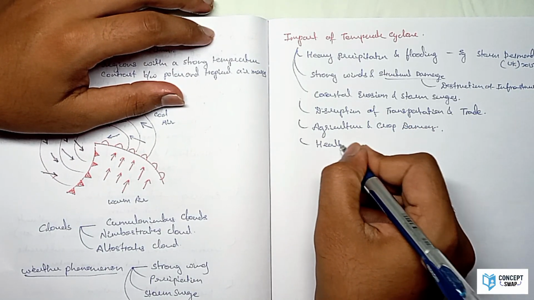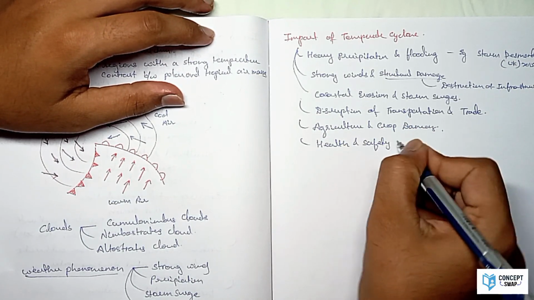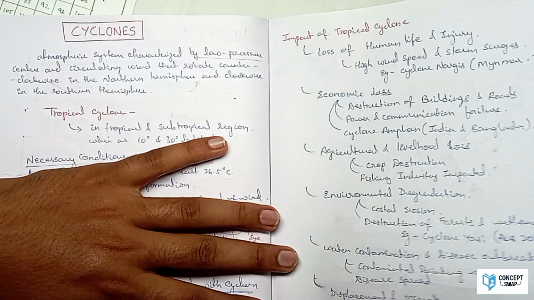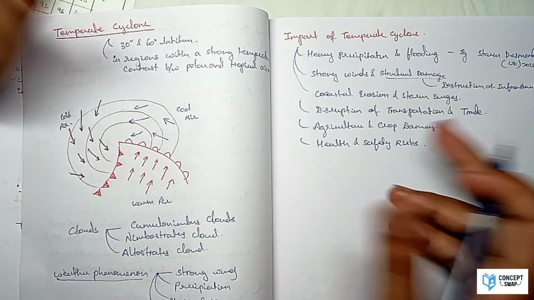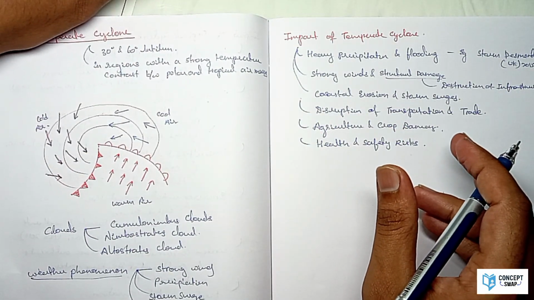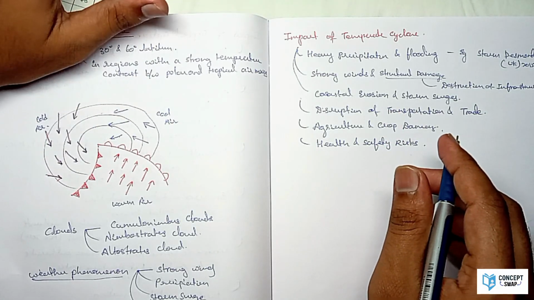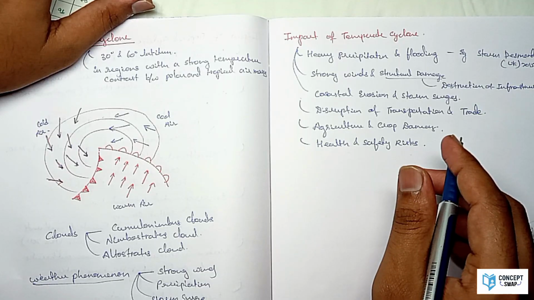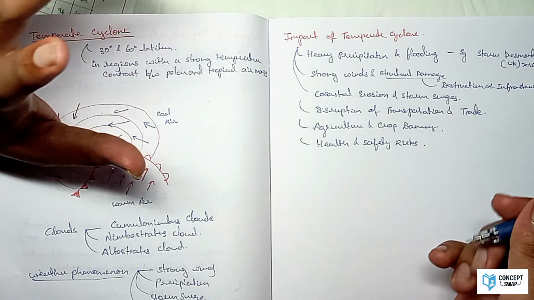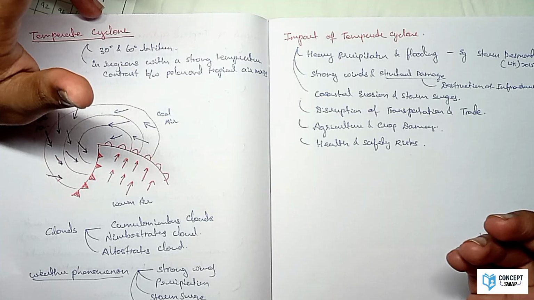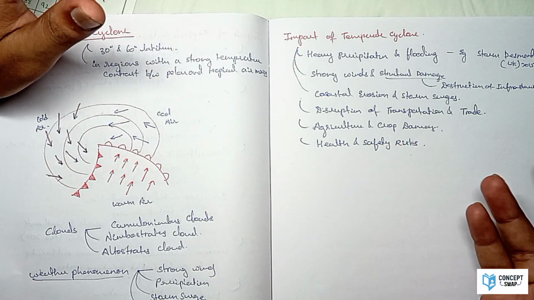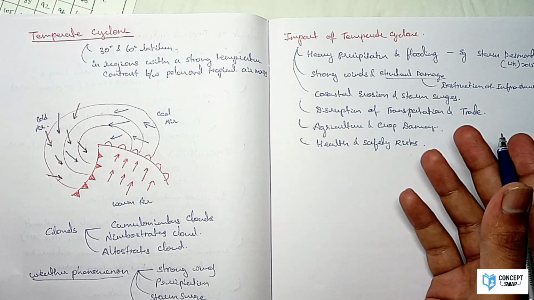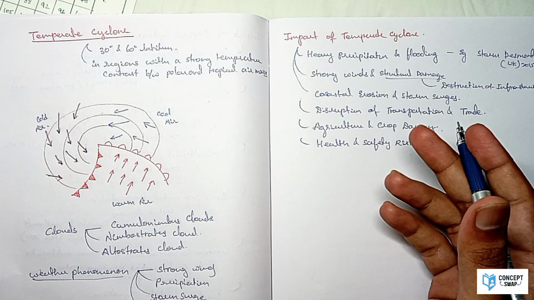Then health and safety risk. Like I said last time for the tropical cyclone, disease will break out, and unhygienic conditions will also rise due to that. Then cyclone in India. I think we can discuss cyclone in India in Indian geography also. Now I am completing climatology, but I can also tell about cyclone in India.